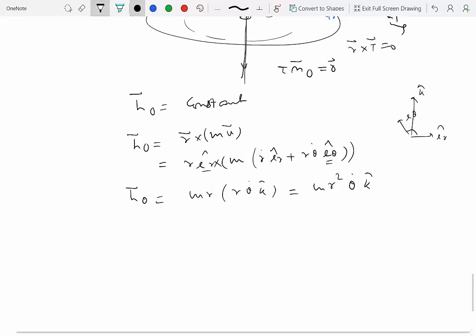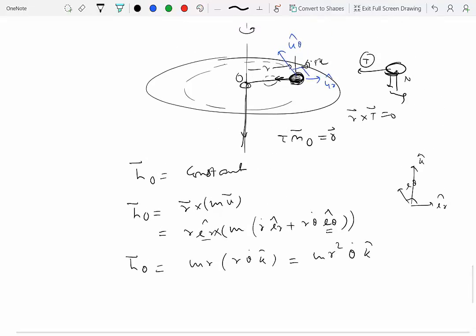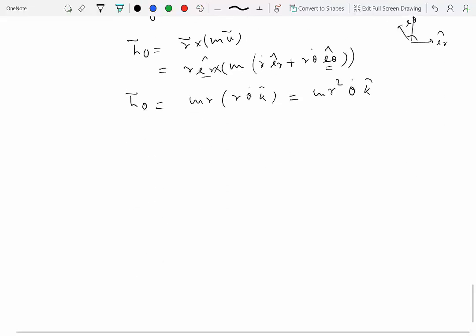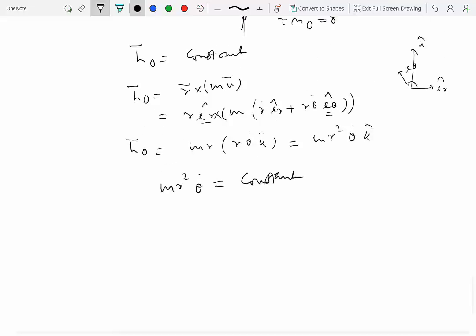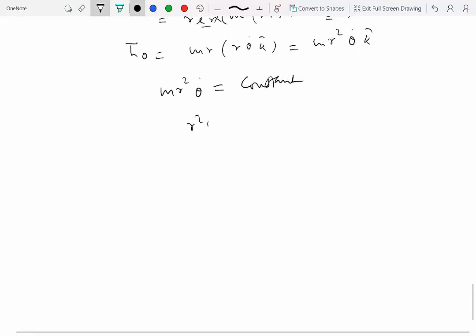So notice how angular momentum is perpendicular to this plane, right? So radial vector, velocity vector. This is a cross product, so it's a vector that's actually pointing along the spin axis, right? In this case, MR square theta dot K hat. So MR square theta dot is constant. K does not change, it's constant anyway. So mass doesn't change. That means r square theta dot is constant, right?